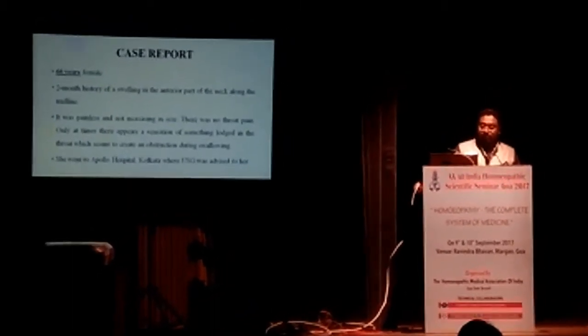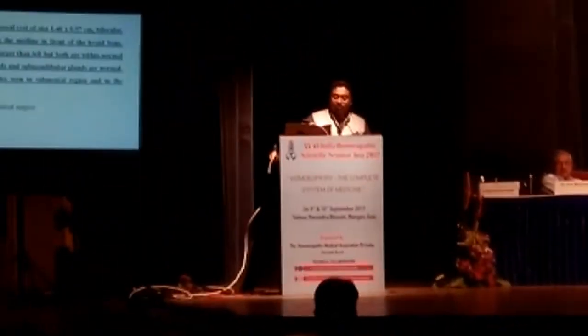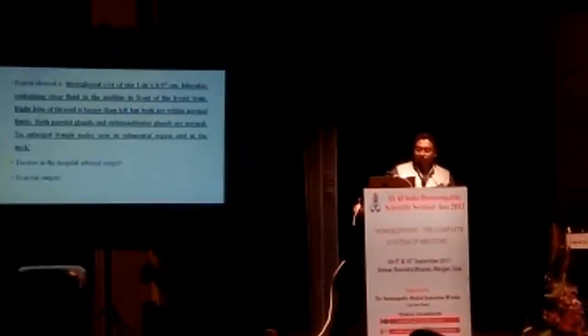She went to Apollo Hospital, Kolkata, where USG was advised to her. The report is there, but I'm reading it first. It was showing a thyroglossal cyst of size 1.46 centimeter by 9.97 centimeter, bilocular, containing clear fluid in the midline in front of the hyoid bone. Right lobe of the thyroid is larger than left, but both are within normal limits. The rest is normal, I'm not going through it.